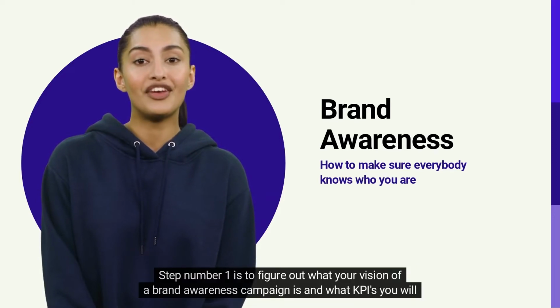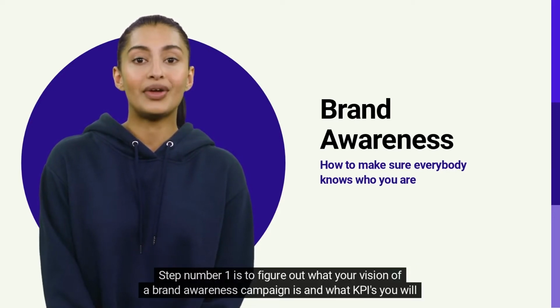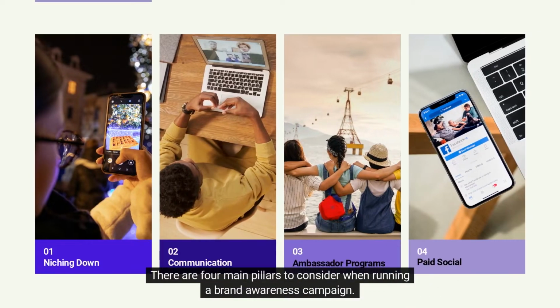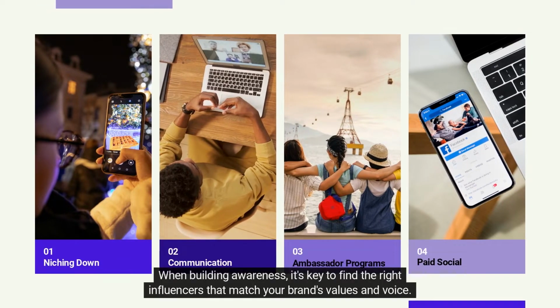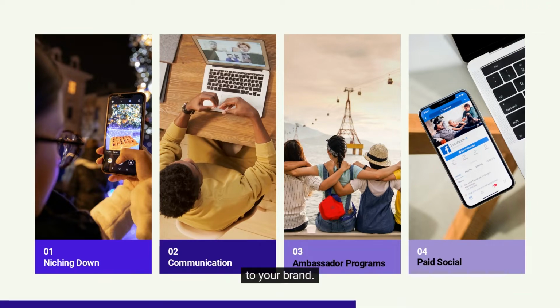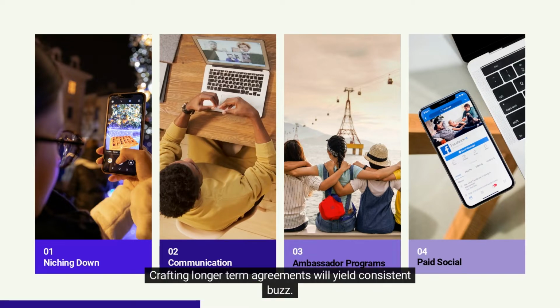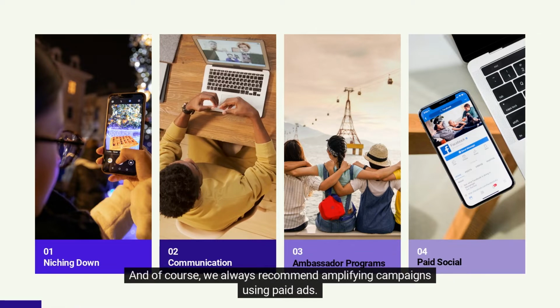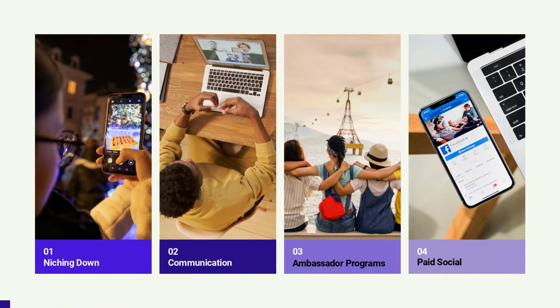Step number one is to figure out what your vision of a brand awareness campaign is and what KPIs you will be looking at. There are four main pillars to consider when running a brand awareness campaign. When building awareness, it's key to find the right influencers that match your brand's values and voice. Communicating with them is important, such that their messaging leads to their audience being receptive to your brand. Crafting longer-term agreements will yield consistent buzz. And of course, we always recommend amplifying campaigns using paid ads.